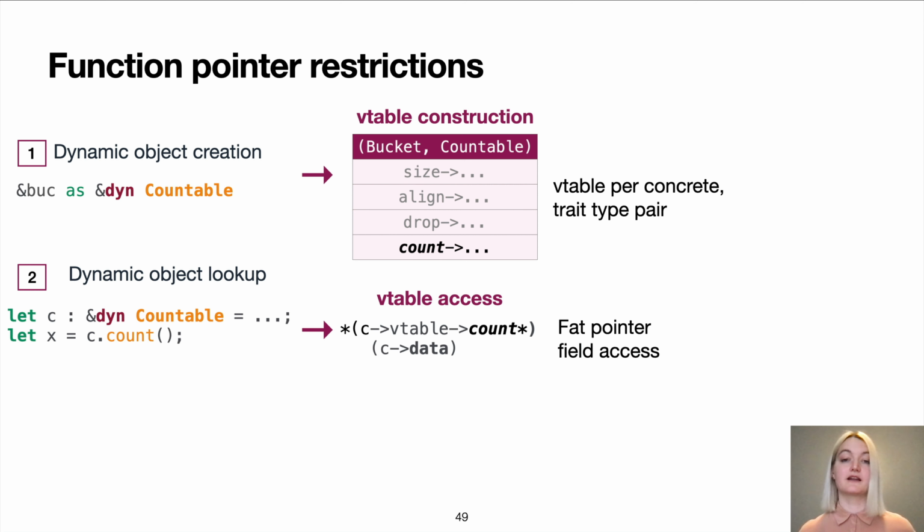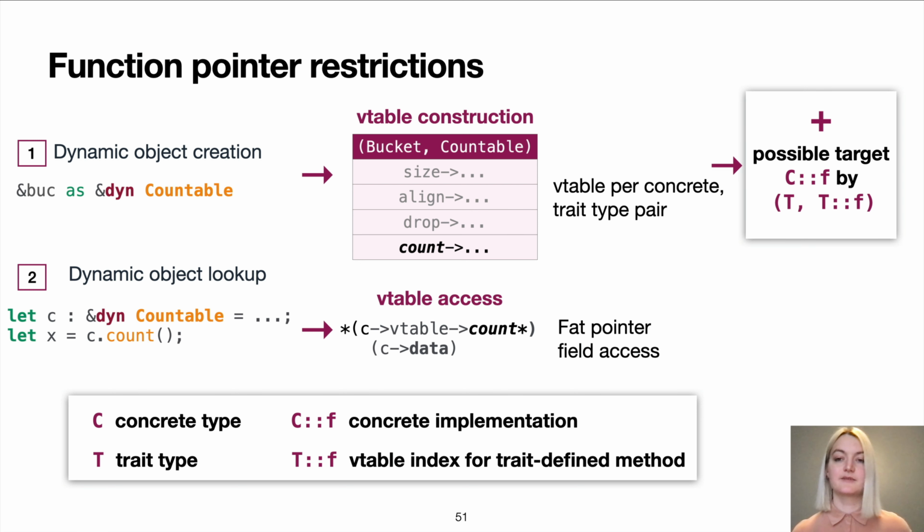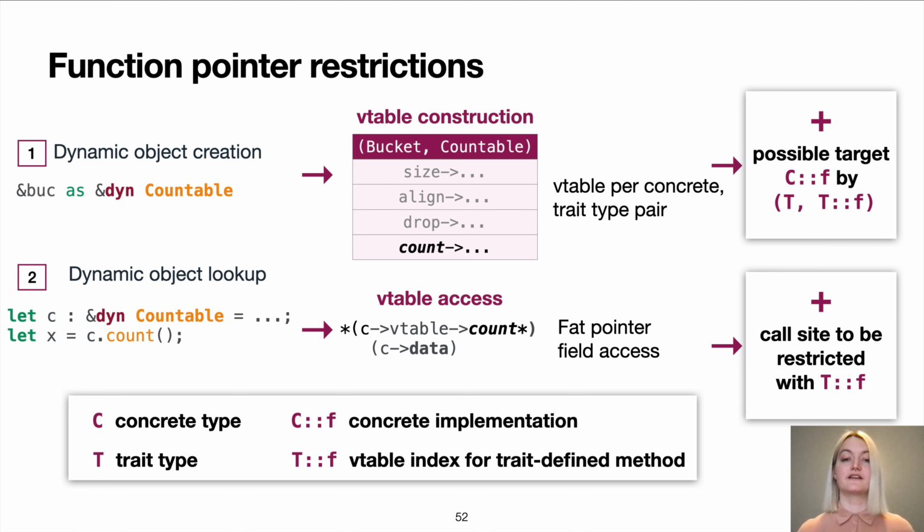So going back to the two different cases where we use trait objects, where we're constructing the vtable and then accessing the vtable, we can think about building up a set of restricted function pointers that could actually be targets. So here I'm going to use C and T to refer to the concrete type and the trait type. And the idea is that dynamic object creation will add that potential target of the concrete object's method, indexed by the trait type and the particular method on that trait. Then when we see where this vtable might actually be used, so at a vtable access, we'll add this as a call site that needs to later be restricted. And that will be keyed on the trait type and the specific method.